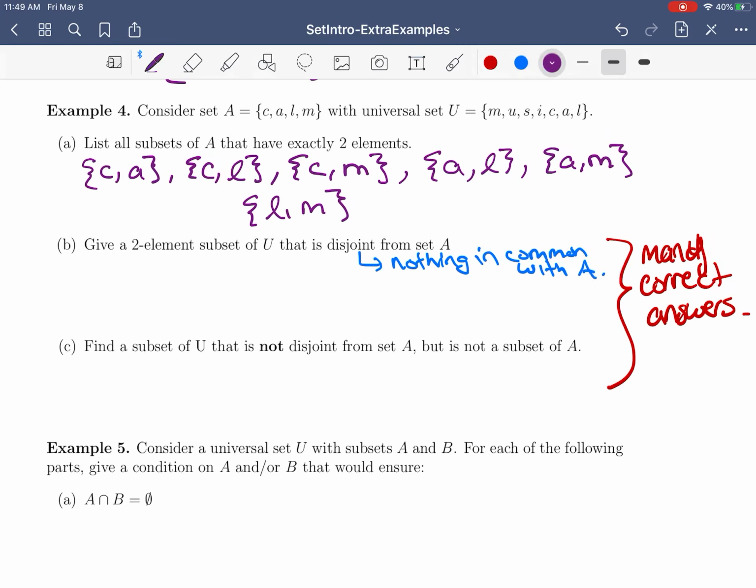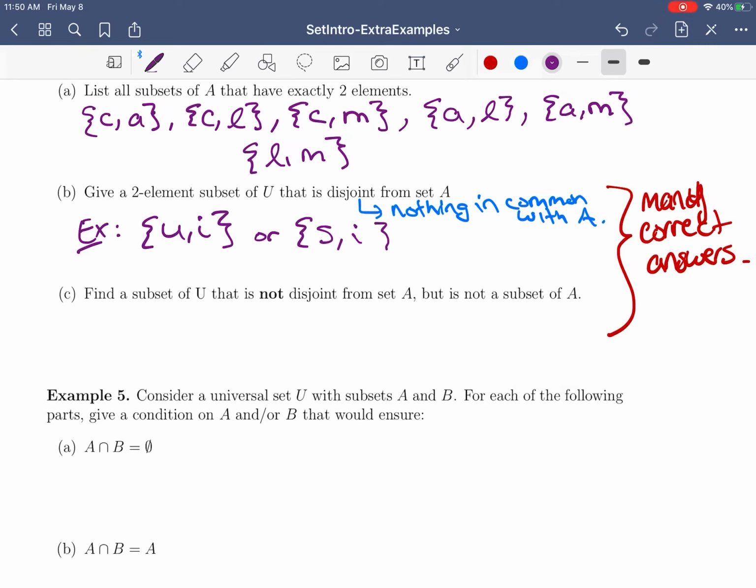So that means when we're making our subset, we just don't want to use any elements, any letters that are in A. So an example would be U and I, for instance. So that's a 2-element subset of U that doesn't use any elements from A. Okay, we could also use the S and the I, for instance. Okay, so those are just 2 examples. As long as you pick letters that are not C, A, L, and M, and there are 2 of them, they're from U, you're going to get a correct answer here.